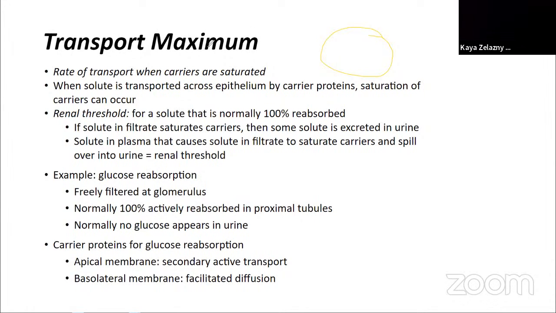So if it's too big, if it's charged, those are basically the main two reasons, is you need to have an embedded protein in the membrane, which we call a carrier, right? So when we're talking about the transport maximum, what we're saying is that there's a certain rate of transport, like an amount of a molecule we can move across the membrane that fills up all of the carriers in that membrane.